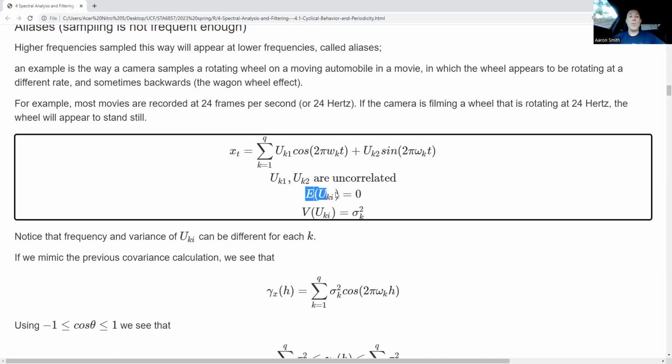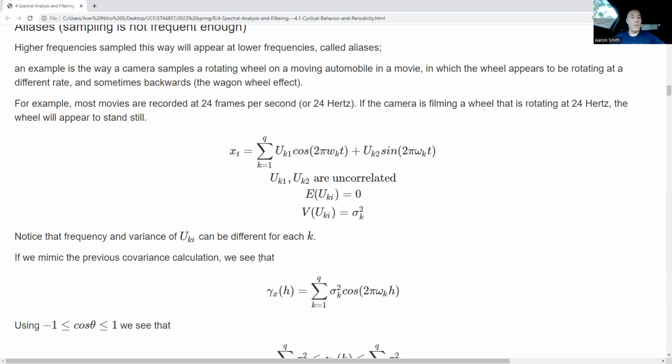As I'm trying to figure out the parameters of the system, the expected value will be equal to 0, and the variance will be equal to a constant between those two. Notice that the variance can change for each of the different indices. For each of the different omegas, we can have a different variance. Now I can take the concept that I just did previously with the calculations for covariance and repeat exactly what I did for this process.